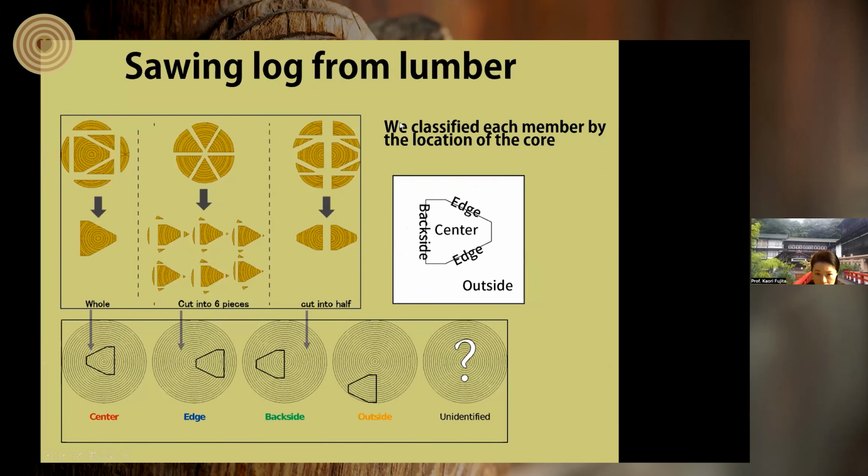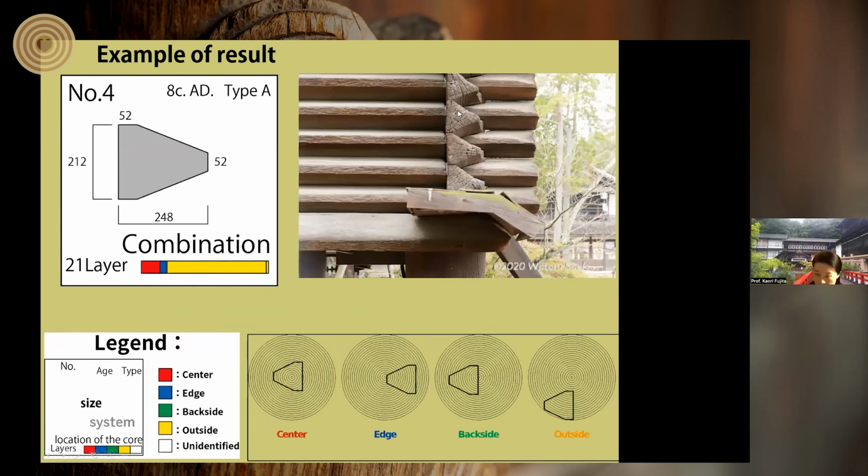And also the sawing of the lumber could be one great hint of why this kind of system was used. There are several with annual rings inside the log, and some have them on the edge and some on the back side, and also some are cut from very large dimension trees. So there are several types of logging.